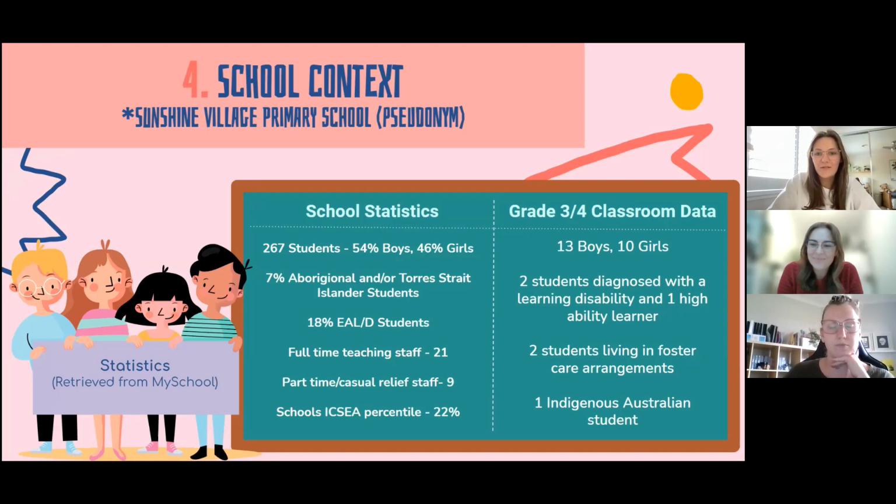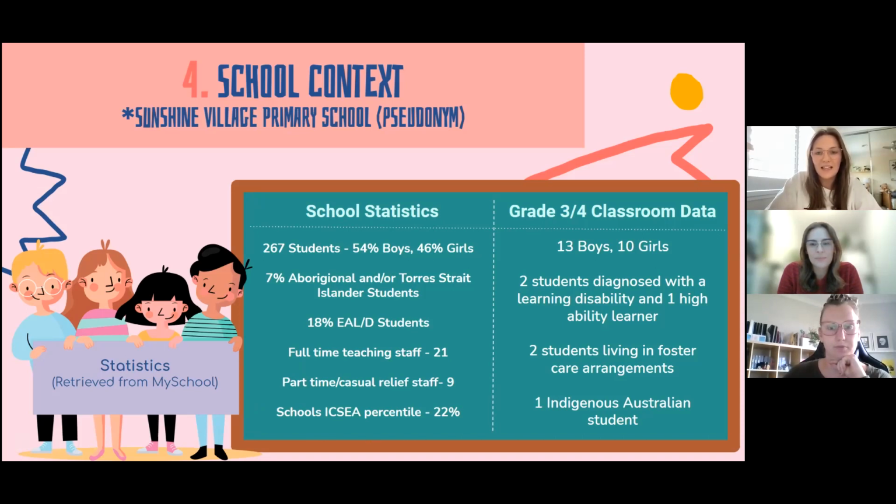So now that we've looked at what differentiation is and the supporting literature, we will now explore the how. So this is just a broad screenshot of the school context that we will be focusing on in this presentation. Sunshine Village Primary School is a local government school located in a low to medium socioeconomic suburb in southeast Victoria. As you can see, this school has an ICSEA percentile of 22%.